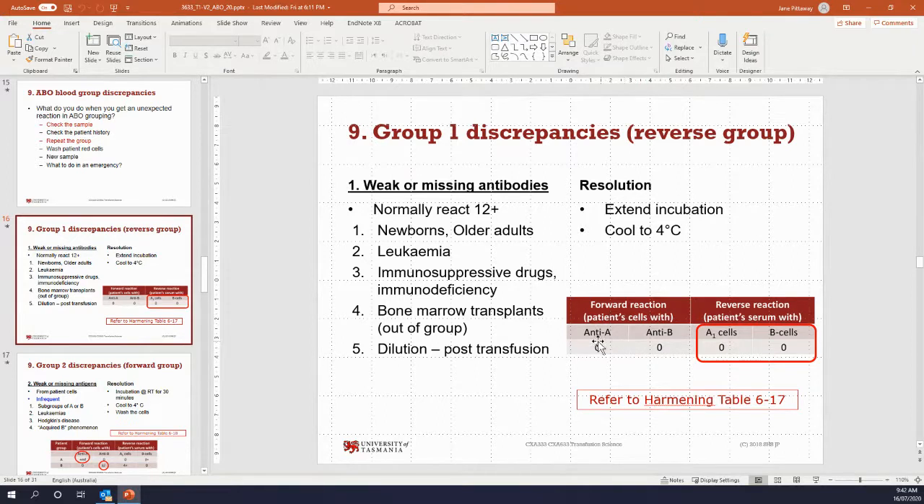So because we don't have the A antigen or the B antigen on the red cells, we would expect in a group O person to have anti-A and anti-B in their plasma. But in this case, the anti-A is absent because we don't have any reaction between the anti-A and our reagent A1 cells. We don't have any reaction when we mix the patient's plasma that should have anti-B in it with our B cells. Okay, so this is a case where we have missing antibodies.